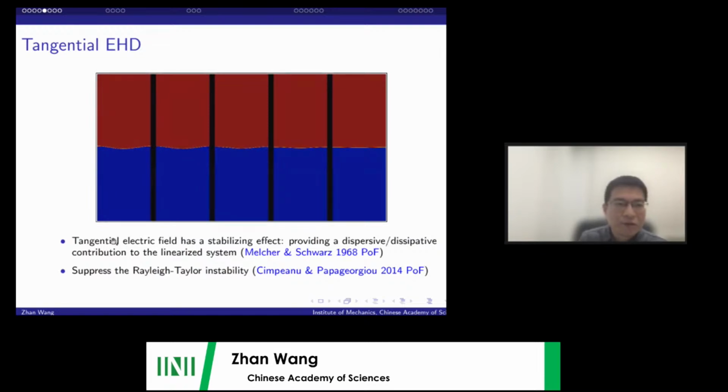It is obvious that as the strength of the electric field increases, the electric field can delay the formation of the mushroom structure, which is very common in the Rayleigh-Taylor instability, and even completely suppress the Rayleigh-Taylor instability if the electric field is sufficiently strong, on the far right. The Rayleigh-Taylor instability is just suppressed.